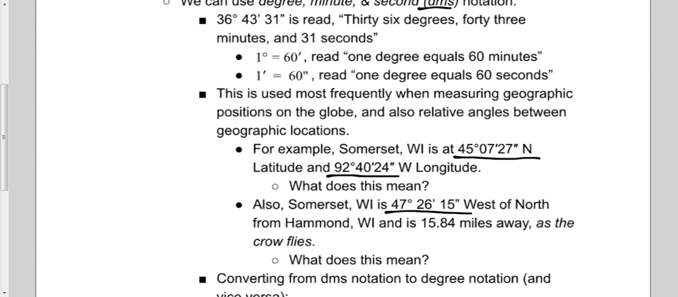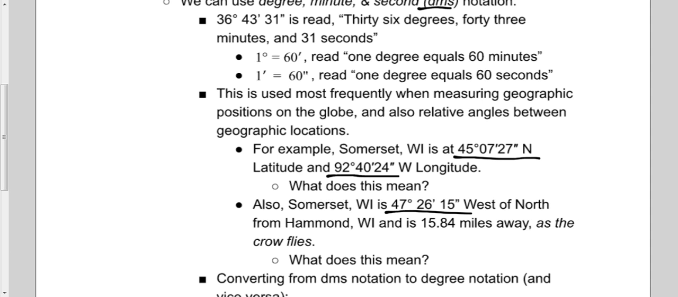But if I want to be exact, I go 45 degrees, 7 minutes, 27 seconds west of north. So I take north, which is that way, and then I go 45 degrees towards the west. So I go in the west direction from north. And that's what this means.